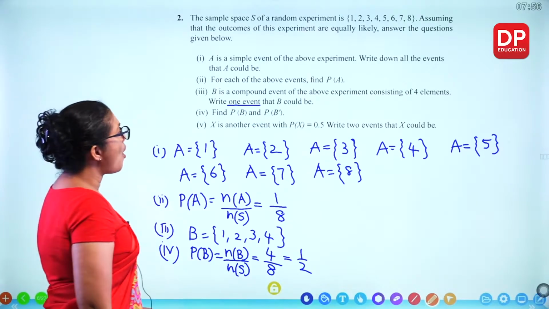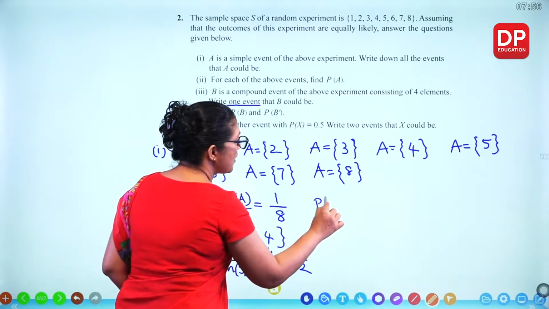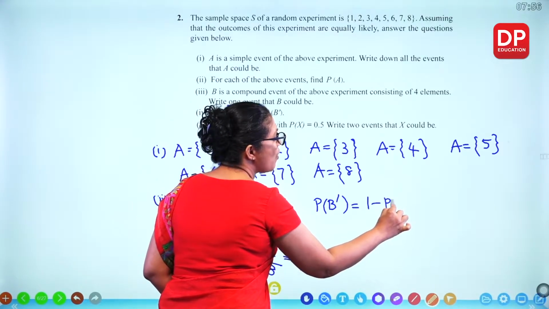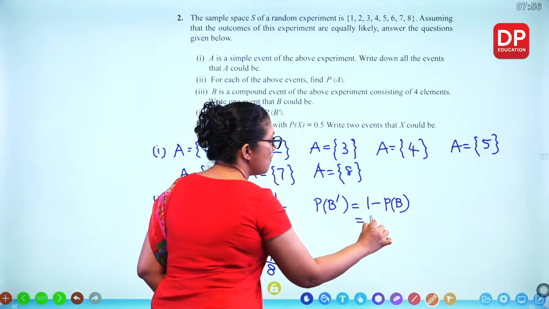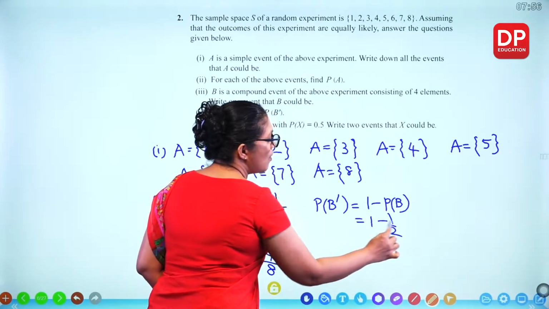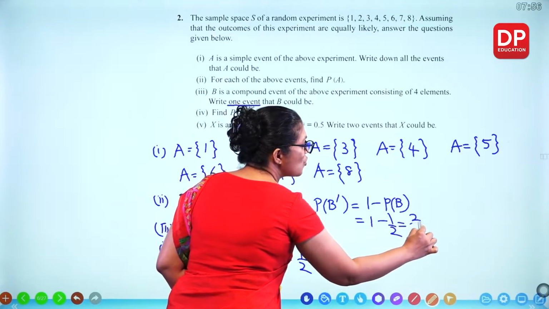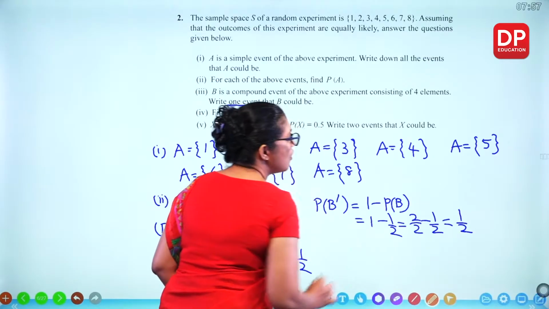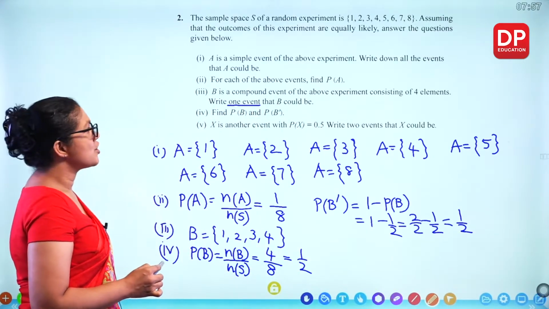Then what is the probability of B dash? We know the probability of B dash is 1 minus probability of B. We found out the probability of B is half. This one I can write 1 as 2 over 2 minus 1 over 2. You get half for the probability of B dash.